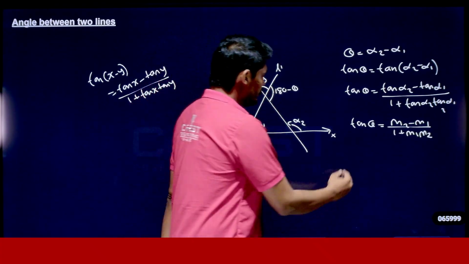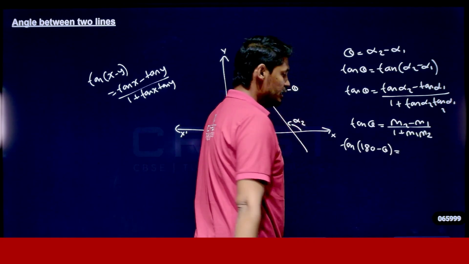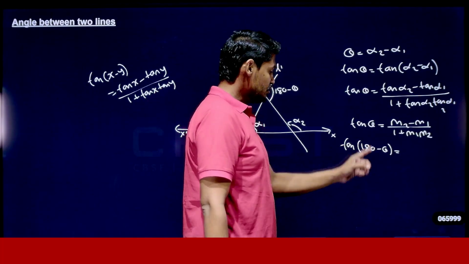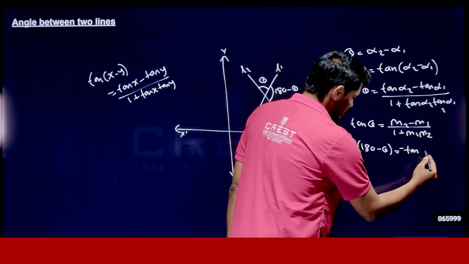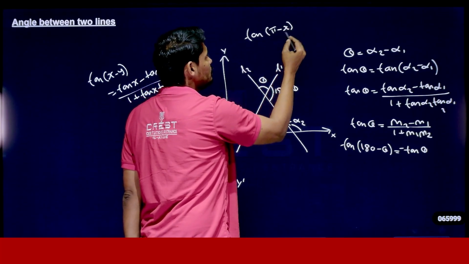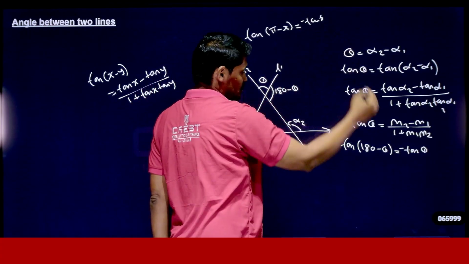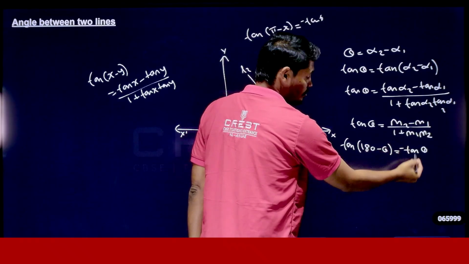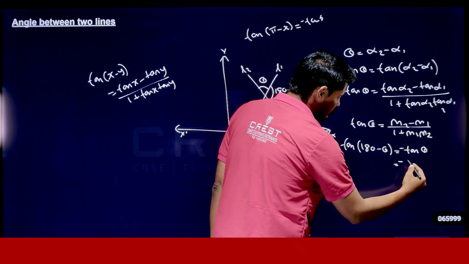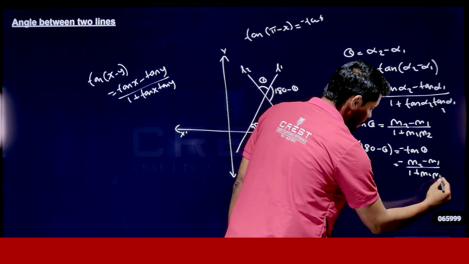Then what about the angle 180 minus theta? We know that 180 means pi minus theta, which is in the second quadrant. In the second quadrant tan is negative. This property you also studied in trigonometry: tan(pi minus x) is minus tan x. So here we get minus tan theta, and we know tan theta, so we get minus of M2 minus M1 divided by 1 plus M1 into M2.